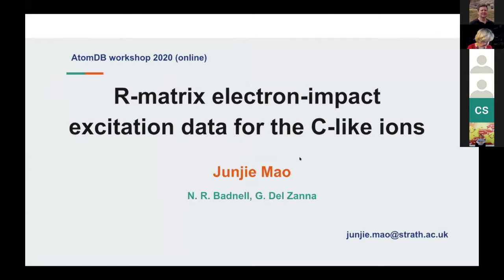Junjie Mao. I'm an X-ray astronomer who knows a little bit about atomic physics. In the next 13 minutes or so, I'll talk about the R-matrix electron-impact excitation for the carbon-like ions.